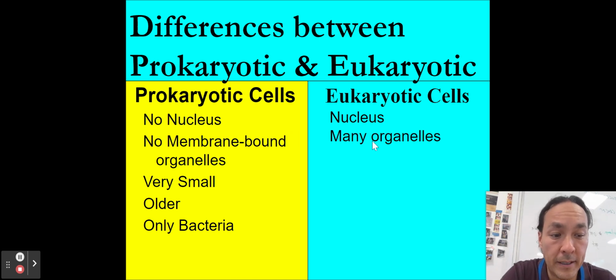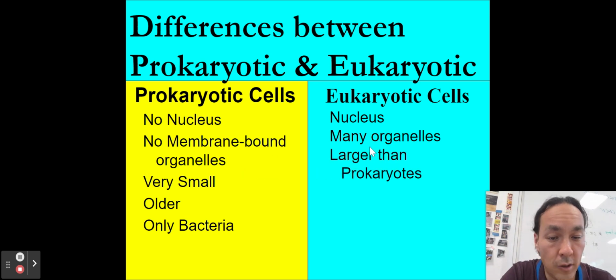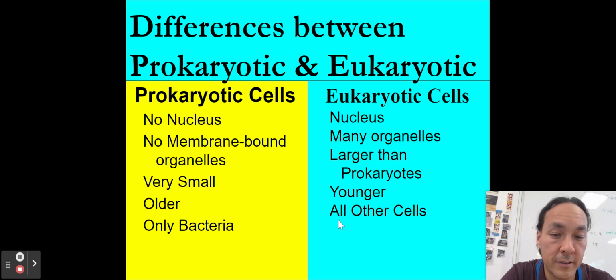Eukaryotic cells have many organelles. These organelles are membrane bound. They're larger than prokaryotes. They're younger. They evolved from prokaryotes, and they include plant and animal cells.